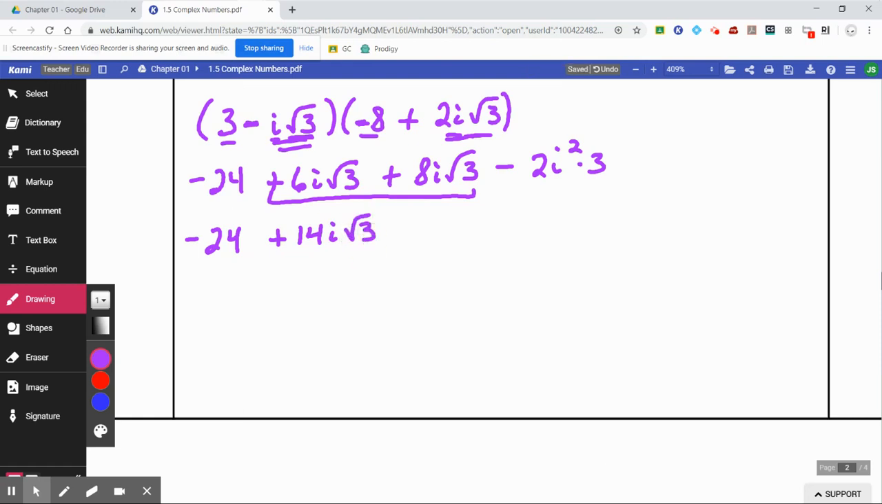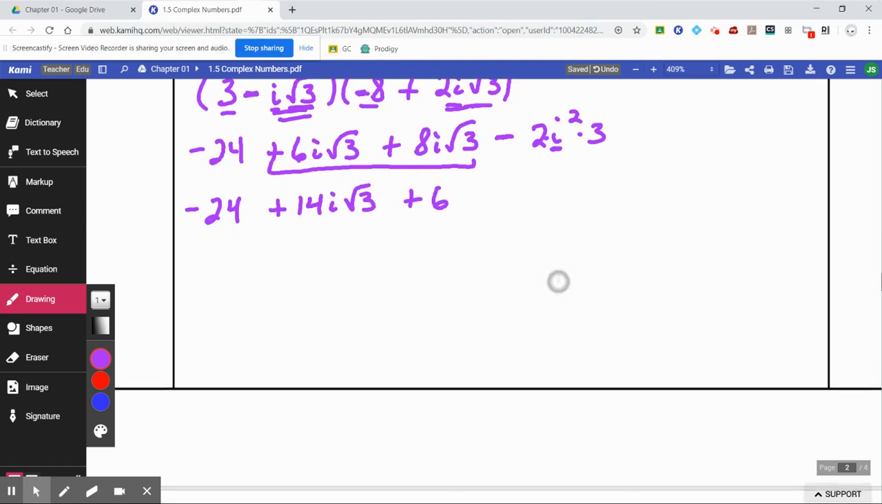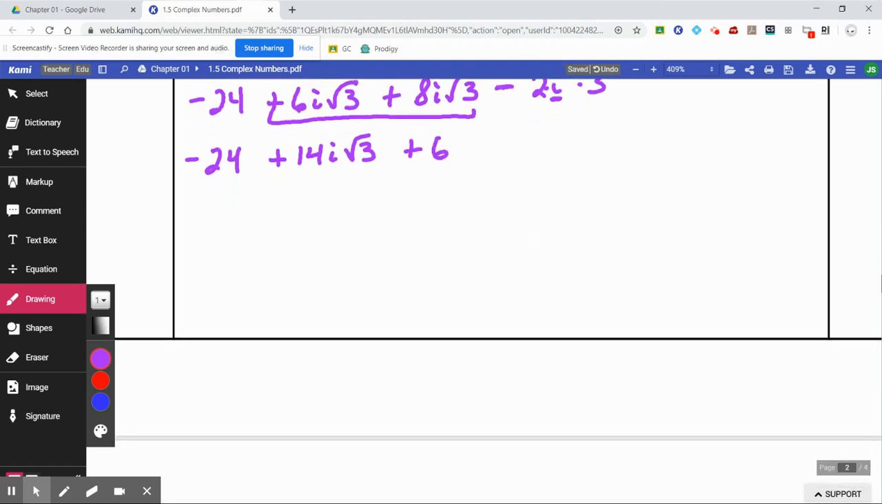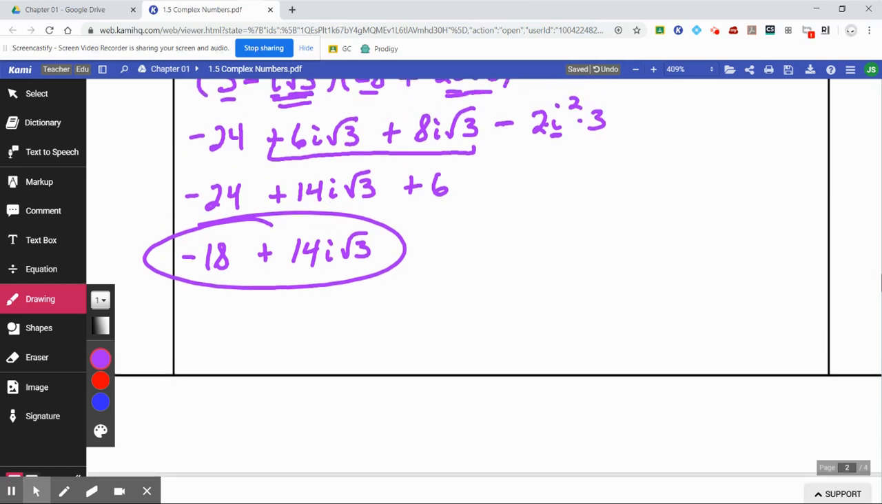Let's see. This is negative 2 times negative 1. i squared is negative 1. That'd be a positive 2 times 3 would be a positive 6. Negative 24 and 6 is a negative 18 plus 14i root 3. If possible, write your real stuff first again and the imaginary stuff second.